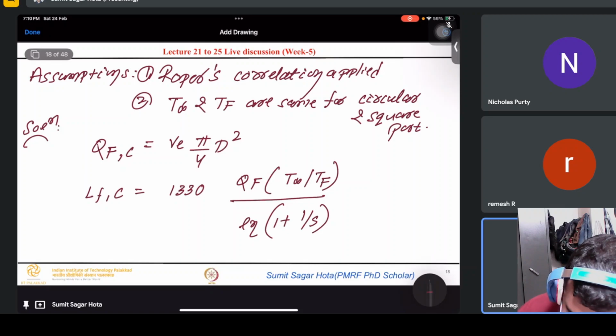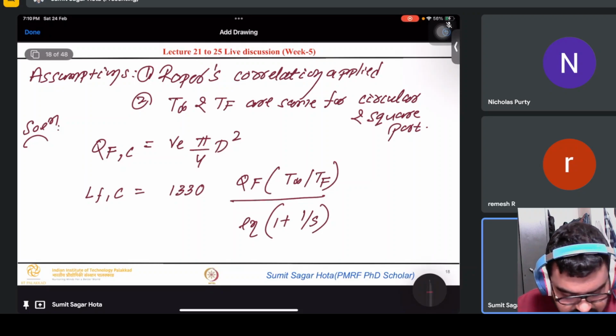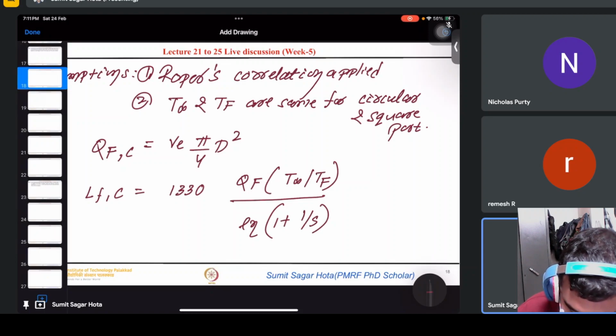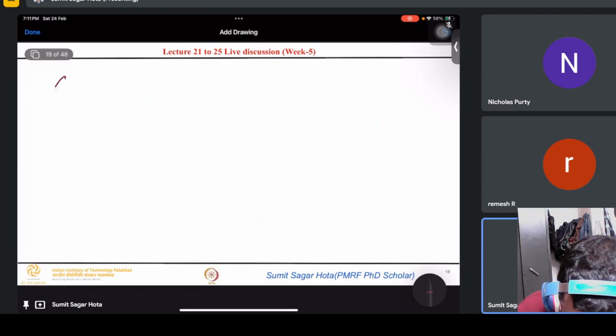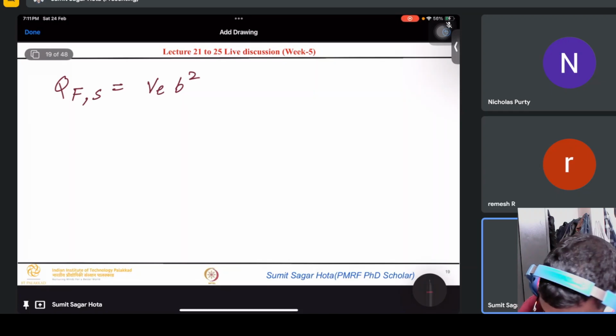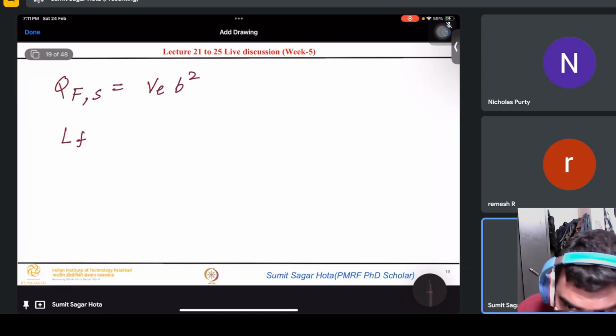Why I tell you this? Because the formula is different for circular and square. In exam, either kind of question can be asked, they can either ask circular or square. The formula for the square port: the fuel flow rate for the square is equal to V B square.